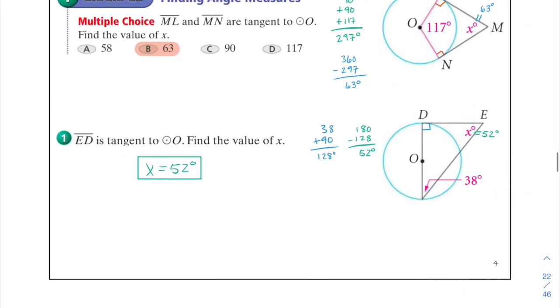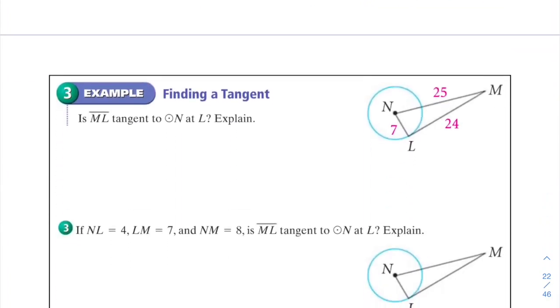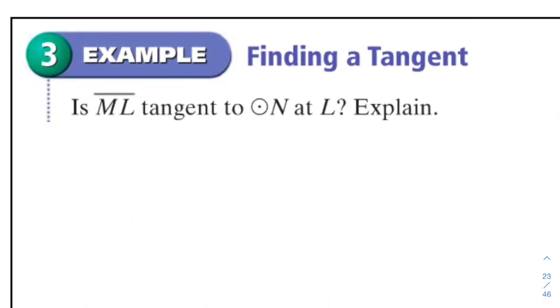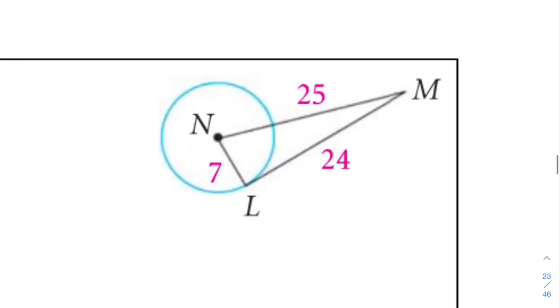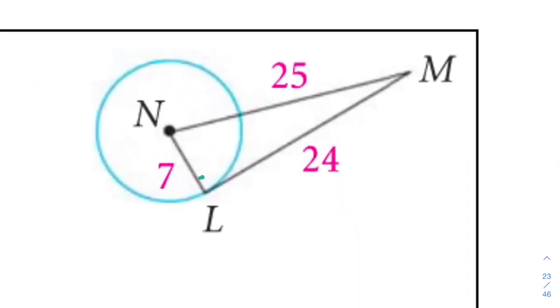All right, that one's done. Next, find a tangent here. Is ML tangent to circle N at the point L? Well, we can't assume that this is a right angle. They're asking, hey, is that a right angle? Is that tangent? Well, what are we going to do here? We are going to use this triangle and these pieces right here. We're going to use 25, 24, and 7.